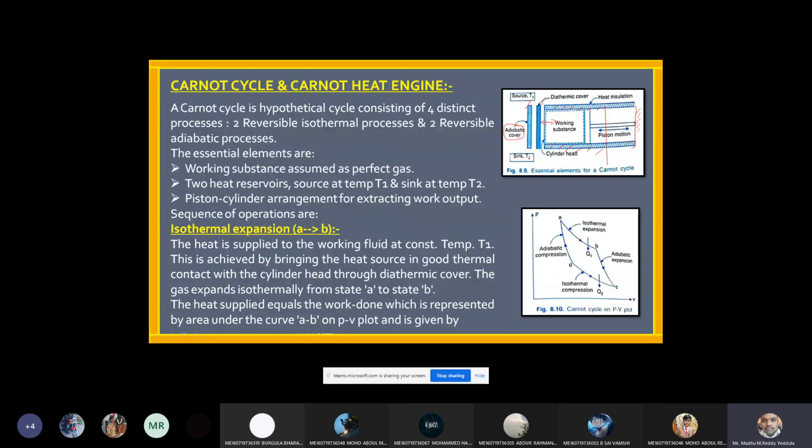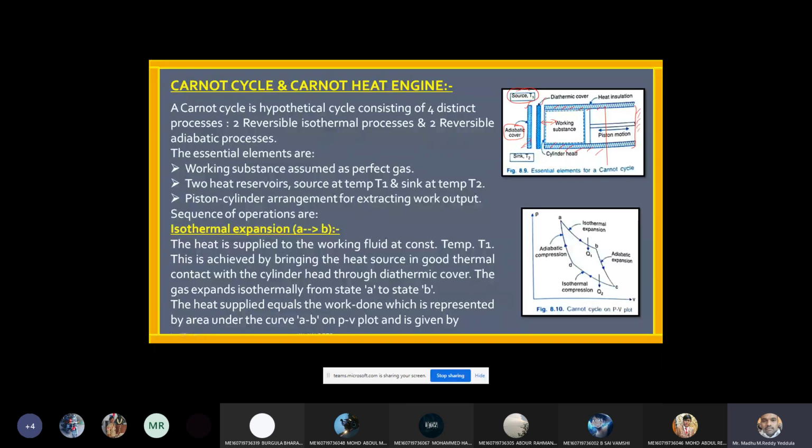This adiabatic cover will not allow heat to enter into the system or to leave from the system. The diathermic wall is a perfect conductor, whereas the adiabatic wall is a perfect insulator. If I keep this diathermic wall in contact with the cylinder head, it will allow the heat to enter or leave the system. Since it is a conductor, it can transmit the heat through it, whereas the insulator will not allow any heat to enter or leave the system. Apart from that we have one source.